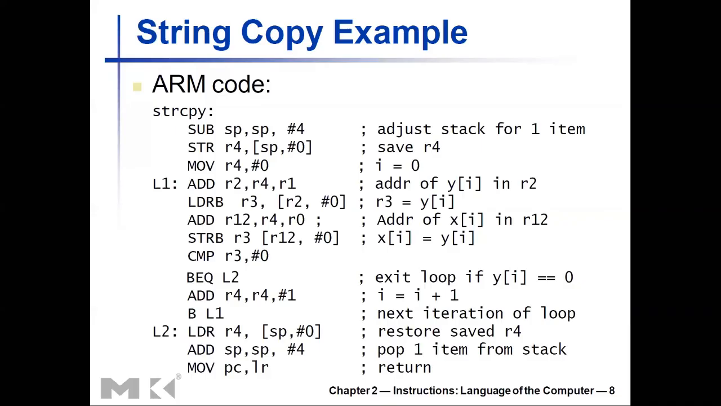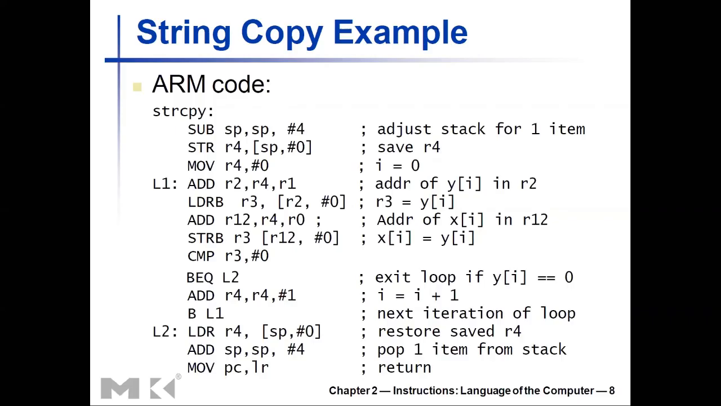Now we have loaded the yi value into R3, and we want to store it back in the memory, but in a different location, because we are copying yi into xi. For that, again we are using STRB, the store byte operation: STRB R3, R12, #0. With this, we are performing our intended operation, xi equals yi.